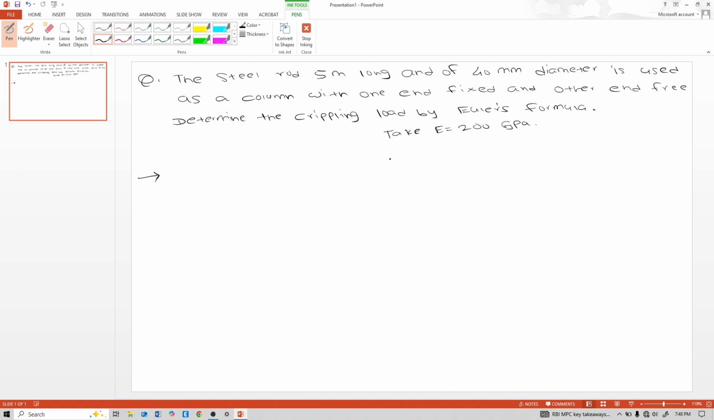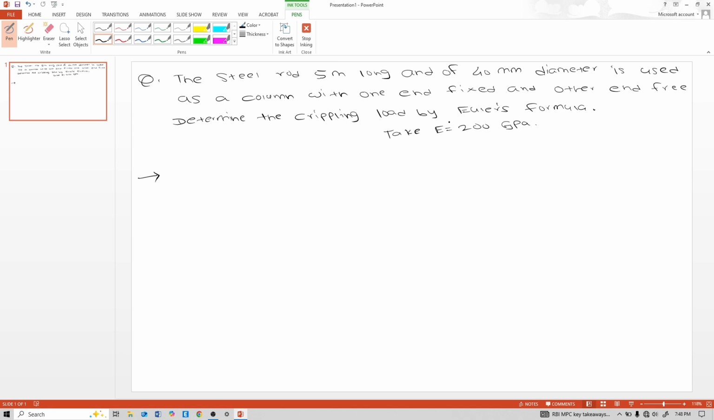Today, in this video lecture, we will see a numerical based on Euler's formula. So, first, read this numerical. A steel rod 5 meter long and of 40 diameter is used as a column with one end fixed and the other end free. Determine the crippling load by Euler's formula. Crippling load, in other words, is the buckling load.